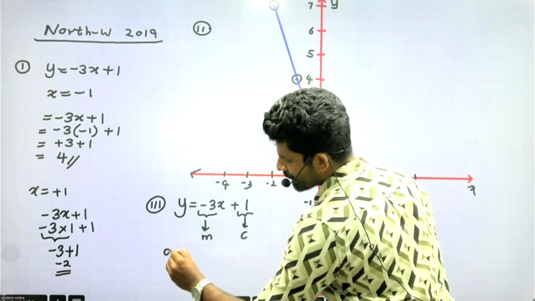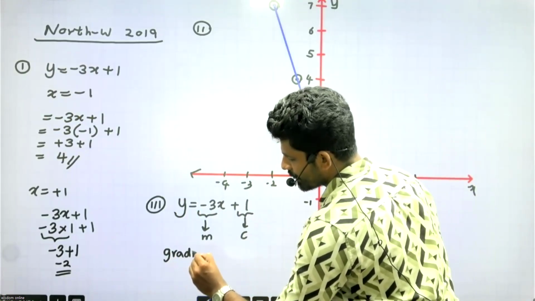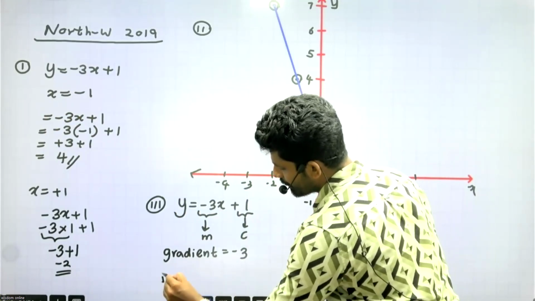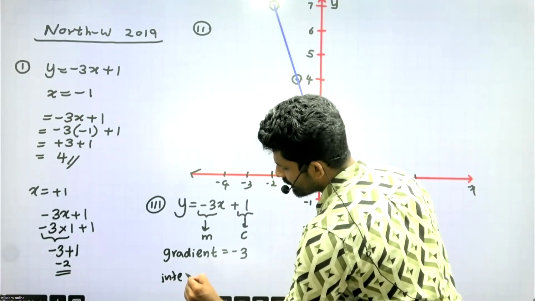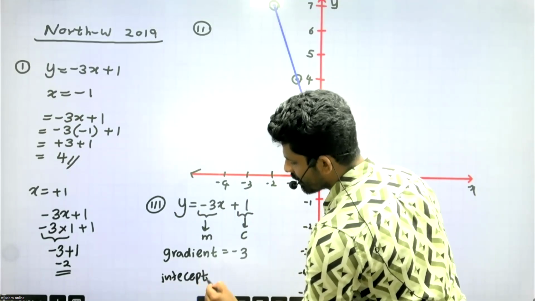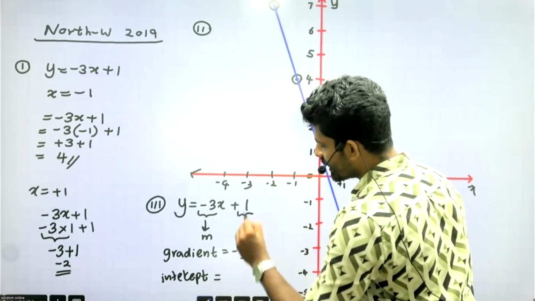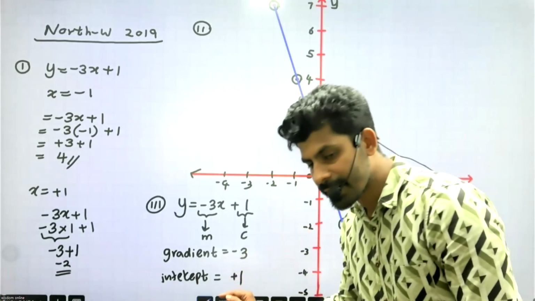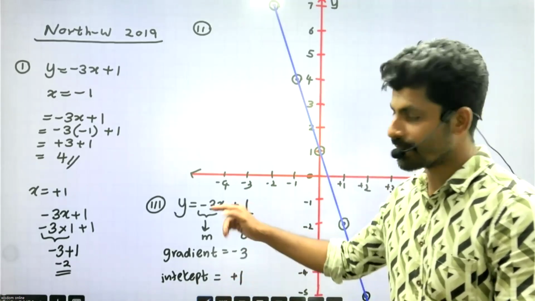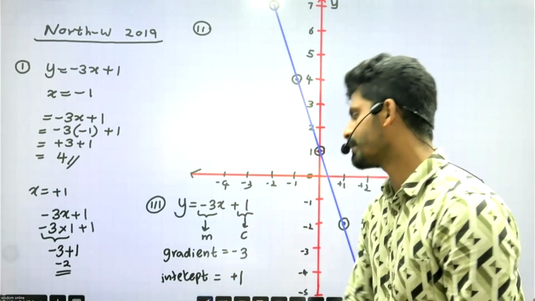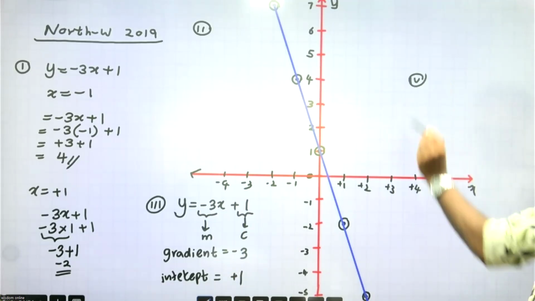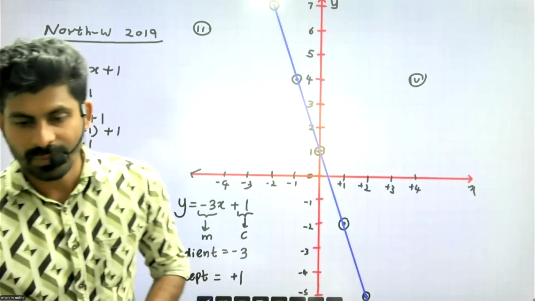So what is the gradient? Negative 3. What is the intercept? Plus 1. Gradient negative 3, intercept plus 1. Easy, right? Quickly do this one. Question number 4.